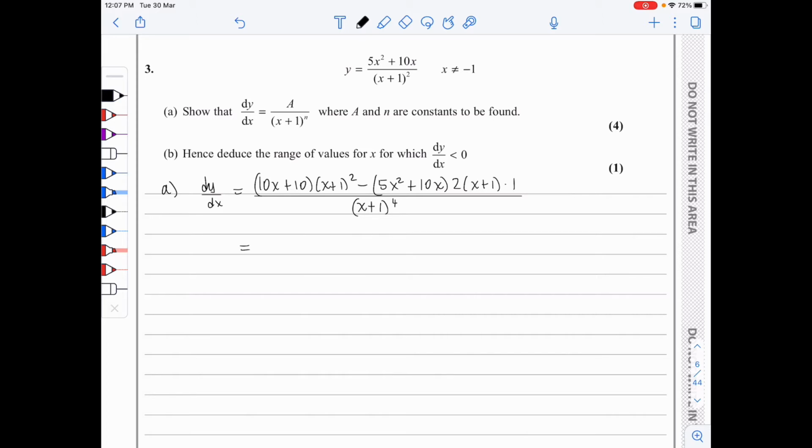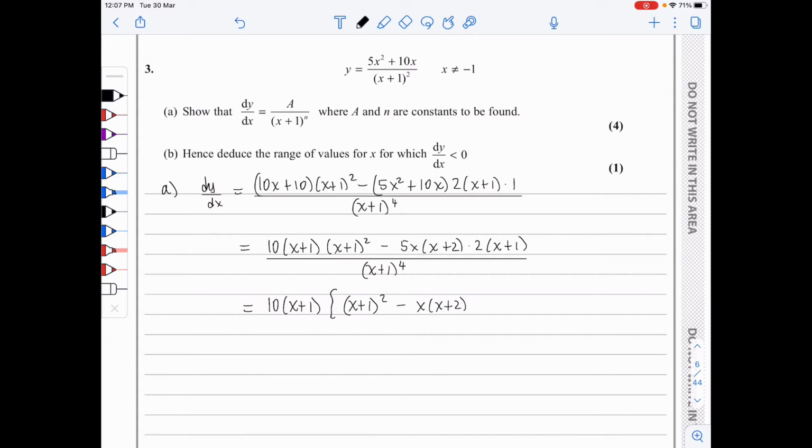Now, I can factor out the 10 here, and I'm left with x plus 1 squared, minus 5x, x plus 2, times 2x plus 1, and all over x plus 1 to the power of 4. I can actually factor out the x plus 1 and the 10, so 10 brackets x plus 1, and I'm left with x plus 1 squared minus x plus 2, and all over x plus 1 to the power of 4.